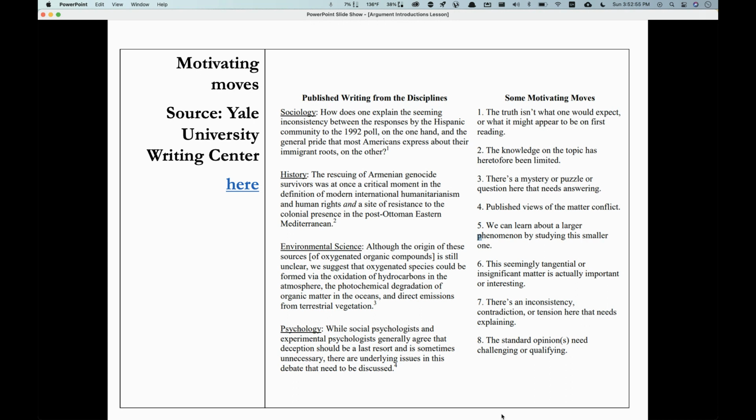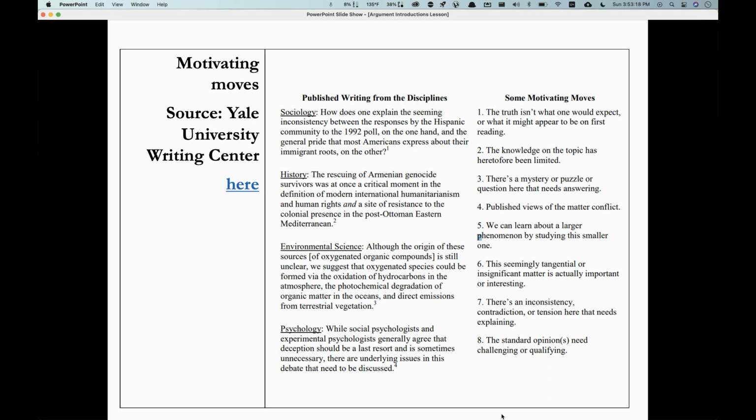Maybe there's some larger phenomenon we can learn more about by studying a smaller one. So we're looking at this little thing that happened and it contributes to a grand unifying theory. Yes, Mr. Gladwell, I know that I'm citing you right now. And so you get to make an argument through doing that.